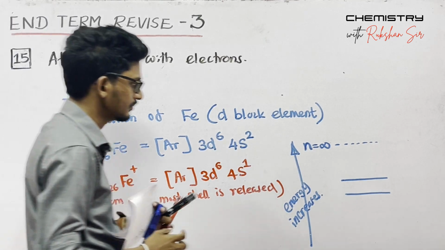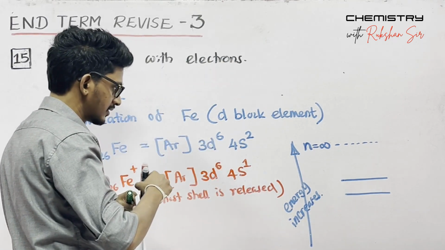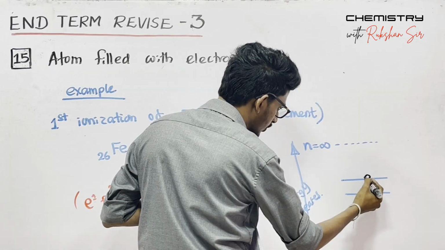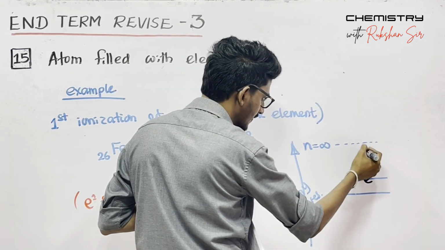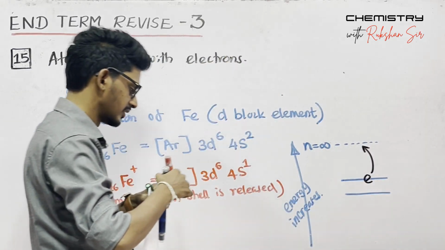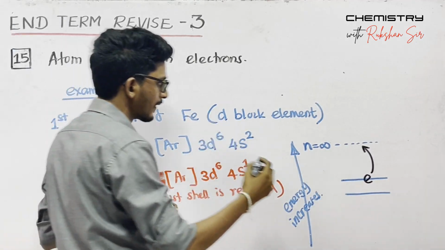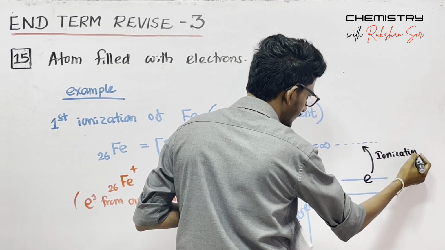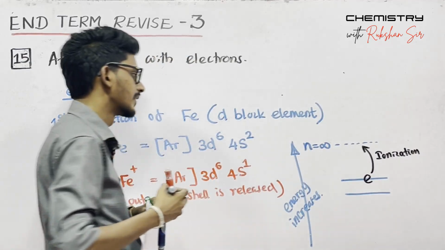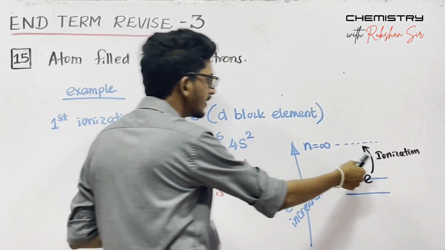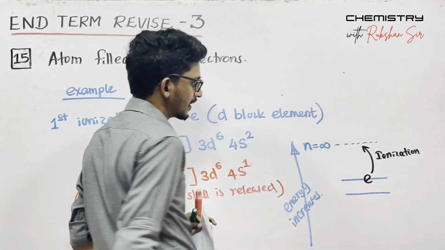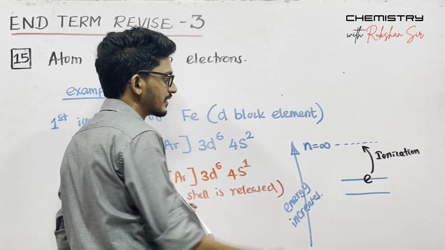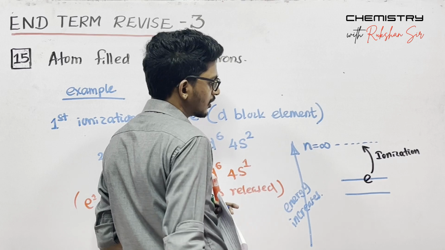Right? So ionization means the release of this electron from here. This is what is meant by ionization. It is the minimum energy needed to eject an electron. It is not about ejecting an electron from here to here. Ionization is the minimum energy needed to eject an electron.